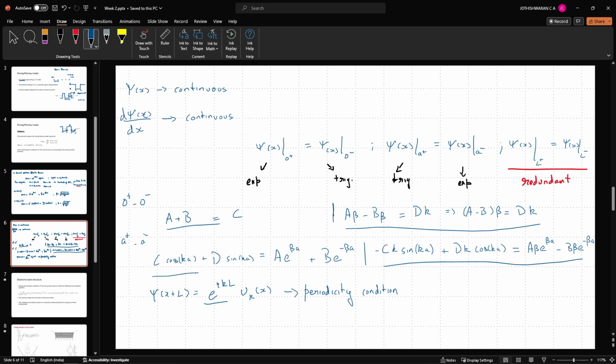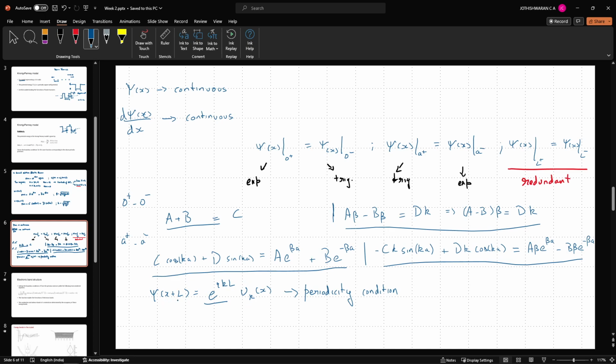we will have a 5th condition, which is the periodicity condition, which is somewhat equivalent to the quantization condition that we introduced in the infinite potential well problem, where we said that okay, k can only be n pi by a, where a is the width of the potential well. Here similarly the width parameter again comes into play.